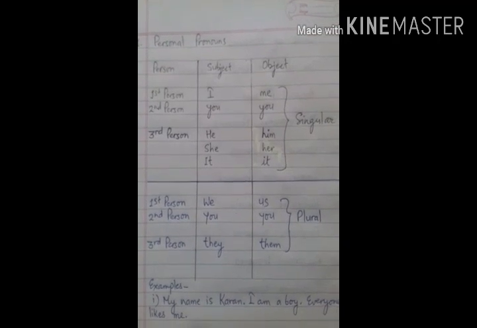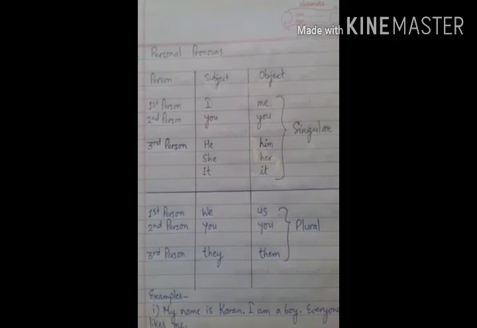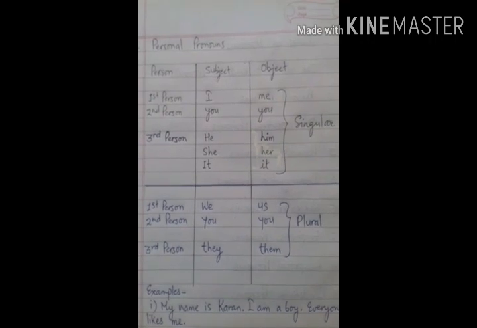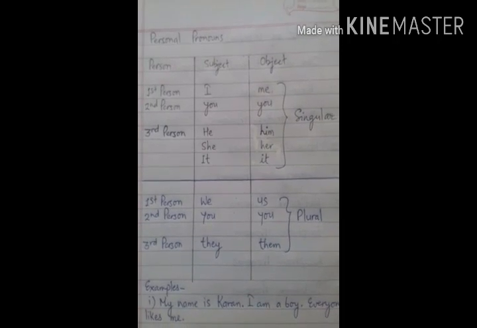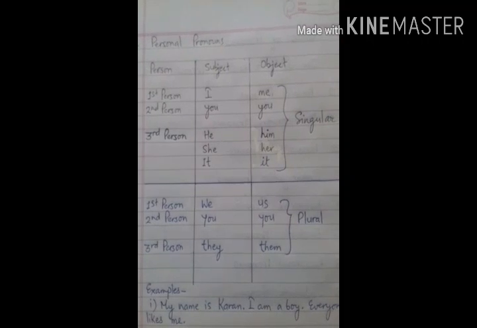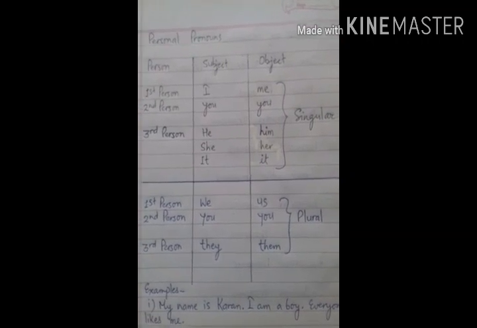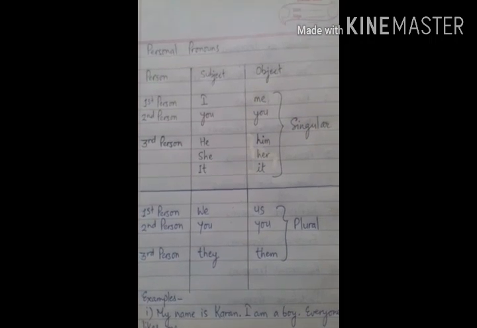The second person pronoun is the person to whom we are speaking. That means if I am speaking to you or if you are speaking to someone, you will always refer to that person with the word you. That means you is the second person singular pronoun, and it can be used both as subject and object.